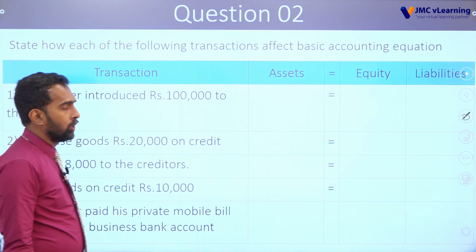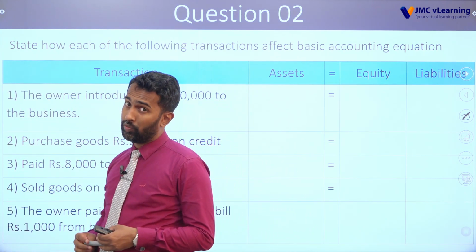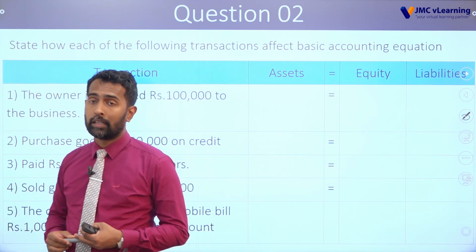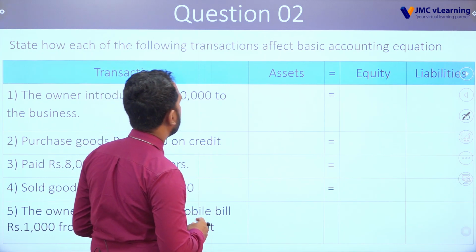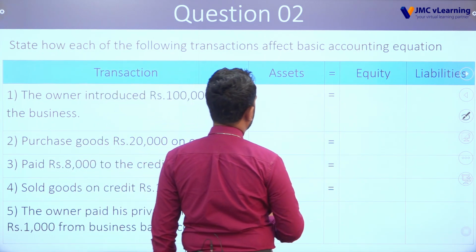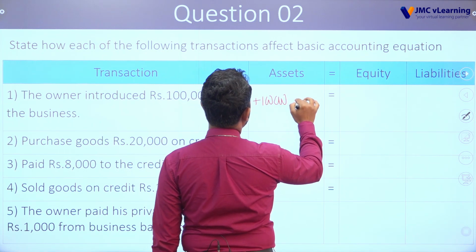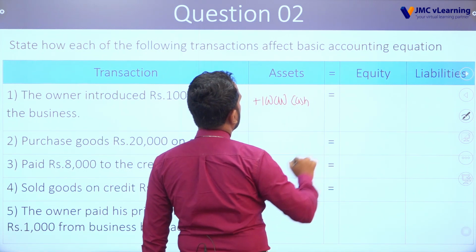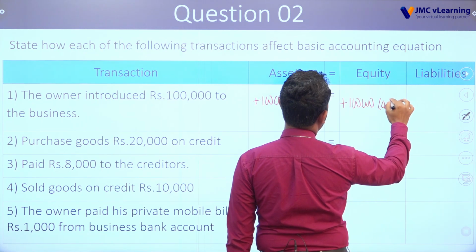Right. So there's another question, and I'm always encouraging you to do these questions, then check your answers. The owner introduced 100,000 to the business. You have to put them to the basic accounting equation. So once again, the cash will increase. This is owner's money, so our commitment towards the owner, the capital, will increase.